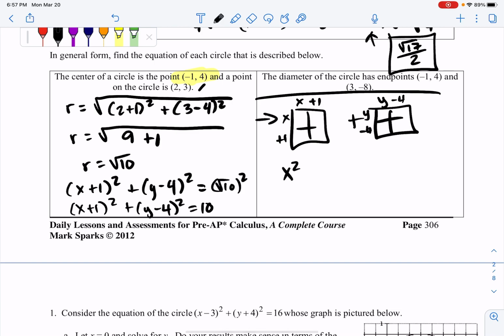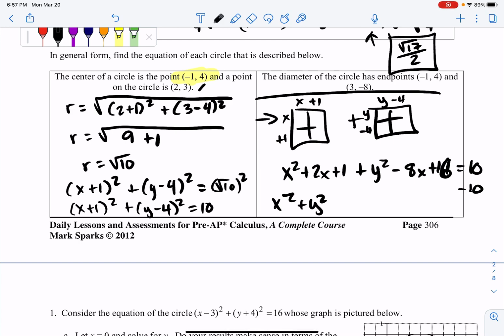When you do this, you're going to get x squared plus 2x plus 1 plus y squared minus 8y plus 16. This all equals 10. Then we would subtract 10 to move it to the other side, and we would get x squared plus y squared. Again, going in the order of general form, we put the squareds first, plus 2x minus 8y. And then we had our plus 1 over here and our plus 16. So that would be plus 17. And then we would also subtract our 10.